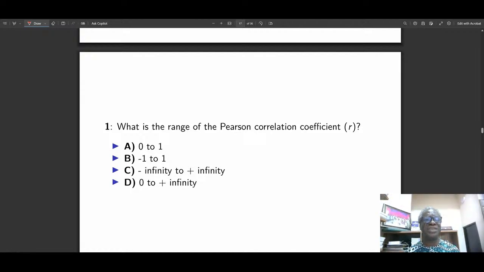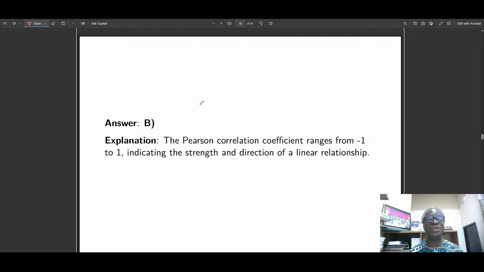What is the range of the Pearson correlation coefficient? The consensus seems to be B, and that looks good. So the Pearson correlation coefficient ranges from -1 to 1. So you are correct for those who have chosen B. B is correct. So it indicates the strength and direction of the linear relationship.